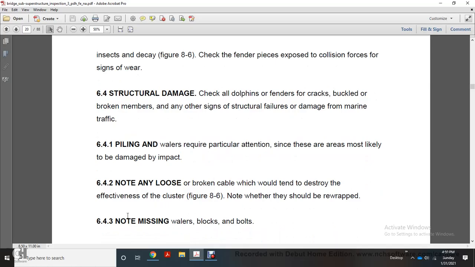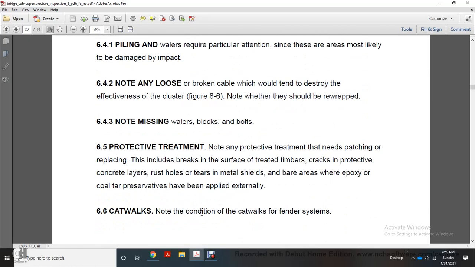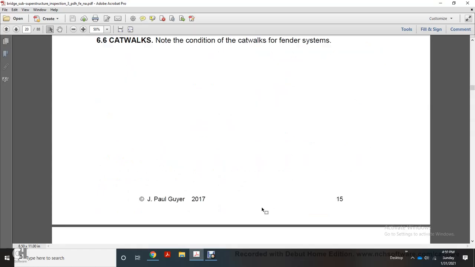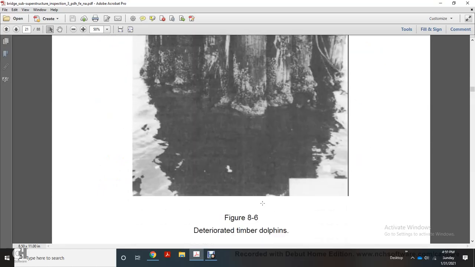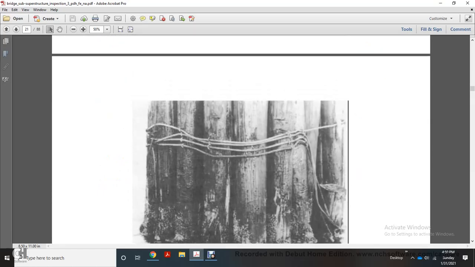Note whether they should be rewrapped. Note missing washers and blockers and bolts. Protective treatment: note any protective treatment that needs patching or replacement, including breaks in the source of the terminated timbers, cracks in the protective concrete layers, rust holes and tears in metal shields, and barriers with epoxy coat. Tar preservatives have been applied externally to catwalks. Note the condition of catwalks and the fender system. It shows in Figure 8-6 deteriorated timber dolphins.